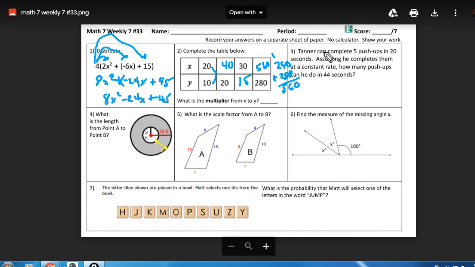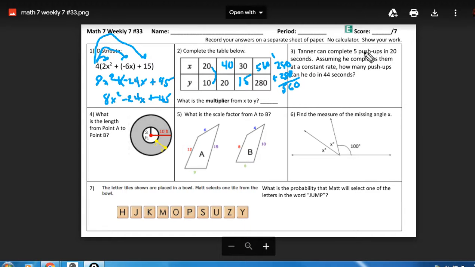3. Tanner can complete 5 push-ups in 20 seconds, assuming he completes them at a constant rate. How many push-ups can he do in 44 seconds? So you really have to think about this. It's a constant rate, which means that he's not going to slow down if he gets tired. It's just saying he can do that many at that rate for 44 seconds. He's not going to get tired at all, and he's going to stay at that same rate.